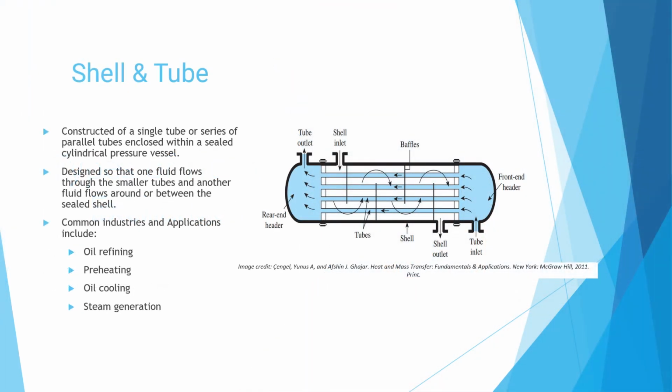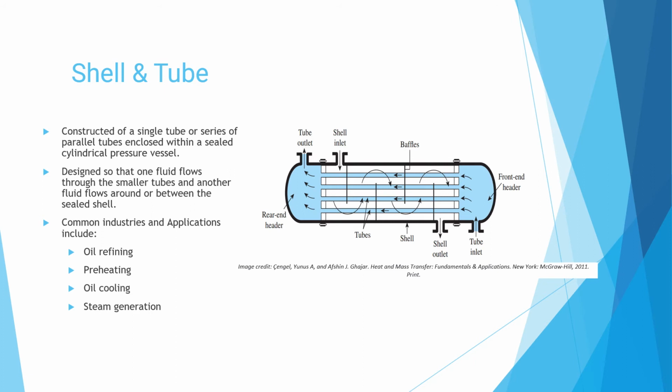First one is shell and tube. This is constructed of a single tube or series of parallel tubes enclosed within a sealed cylindrical pressure vessel. This is designed so that one fluid flows through the smaller tubes and another fluid flows around or between the sealed shell.